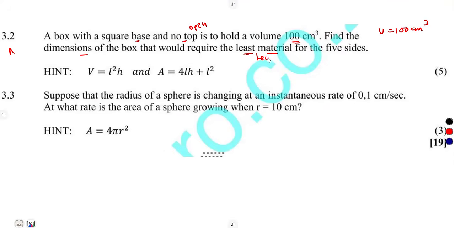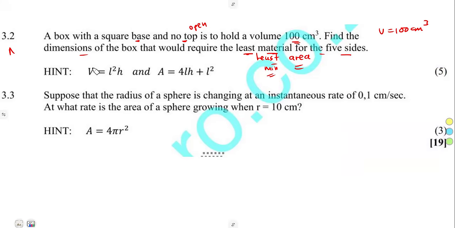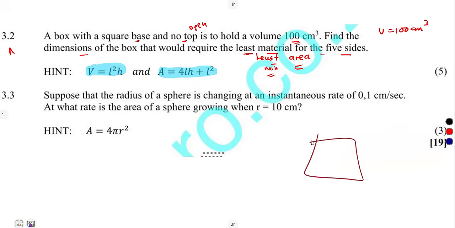So for the least material, that's from the least area, from the minimum area for the 5 sides. So this one, guys, the advantage is that they already gave us a hint on the volume and also on the surface area. So there was no need for you to crack your head to say, okay, it's open on the top, so I'm going to subtract that L squared of the square. Guys, already they gave us that from that box, which is open, its volume is given as L squared times H, and its area is given by this.